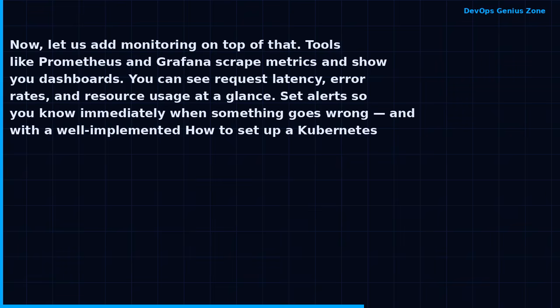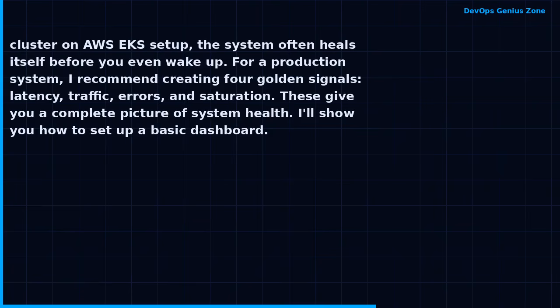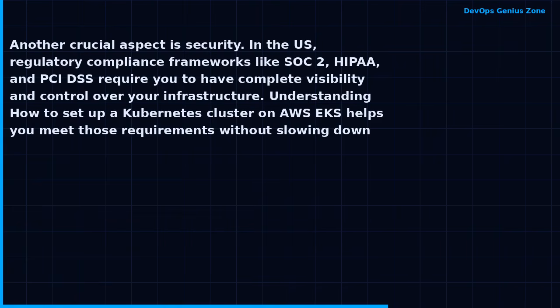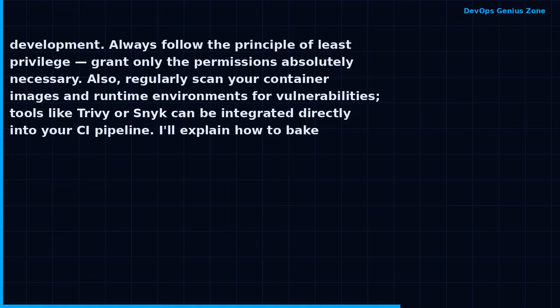Now, let us add monitoring on top of that. Tools like Prometheus and Grafana scrape metrics and show you dashboards. You can see request latency, error rates, and resource usage at a glance. Set alerts so you know immediately when something goes wrong, and with a well-implemented Kubernetes cluster on AWS EKS setup, the system often heals itself before you even wake up. For a production system, I recommend creating dashboards for the 4 golden signals: latency, traffic, errors, and saturation. These give you a complete picture of system health. I'll show you how to set up a basic dashboard.